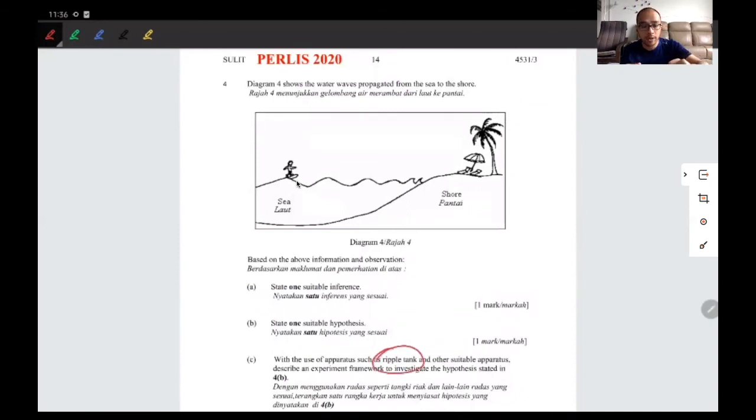The waves propagate from sea to shore. Kita tengok di sini wavelength besar. Okay, di sini wavelength kecil. So it looks like the same question. MV is depth, kedalaman air, and then the RV, the responding variable, is the wavelength.